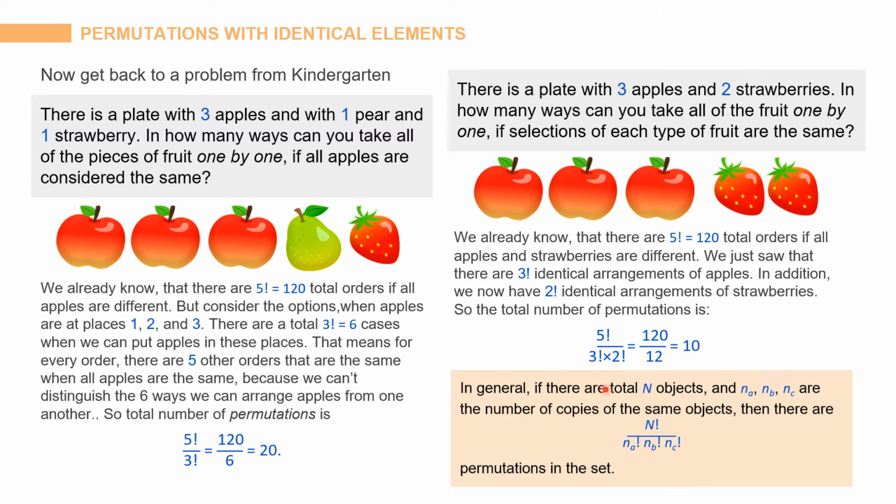We can generalize this. If I have a set of N objects, capital N, and there are n sub A, n sub B, and n sub C number of copies of identical objects A, B, and C, then there are N factorial divided by n sub A factorial, n sub B factorial, n sub C factorial permutations in the set. Of course, this could be 4 different kinds of identical objects, 6 different. We can just generalize it to the total number of objects in the set factorial.